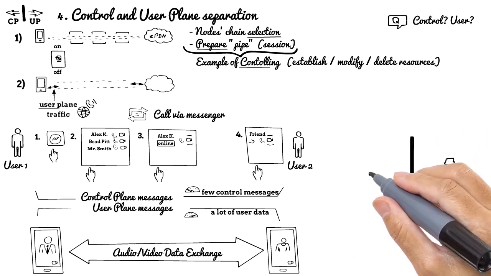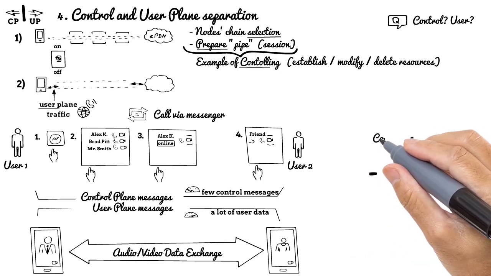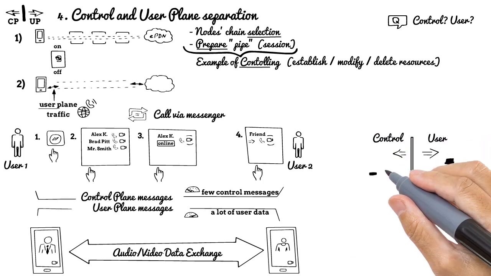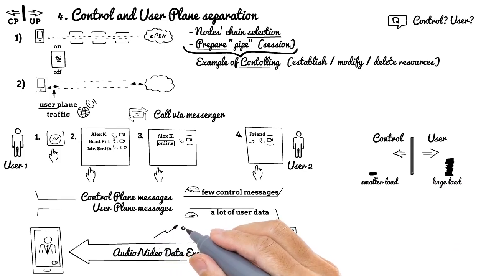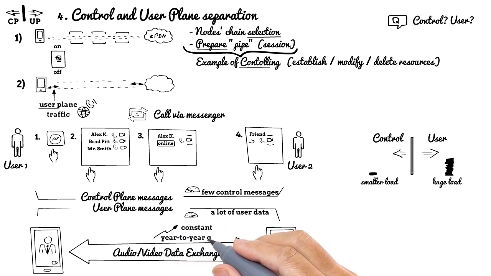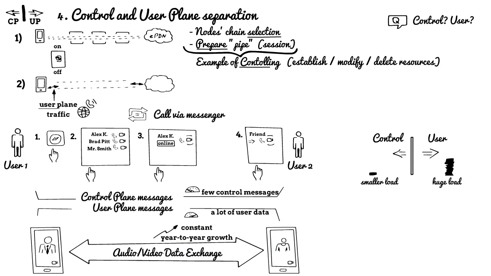Central processor and networking power of mobile network nodes to handle controlling messages and user plane traffic therefore is very different. To strengthen, user plane traffic growth is very significant year after year. What happened with mobile networks in regards to that?